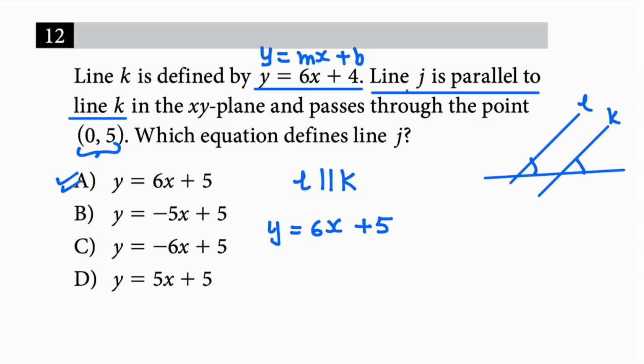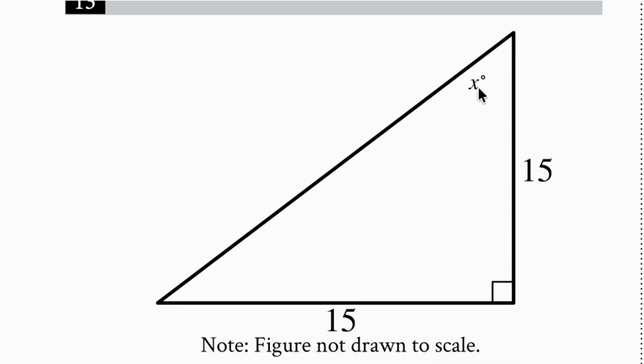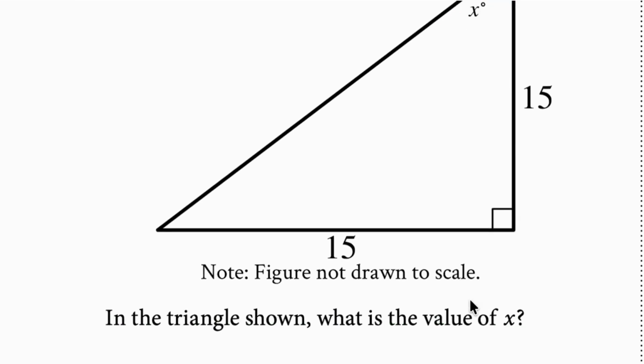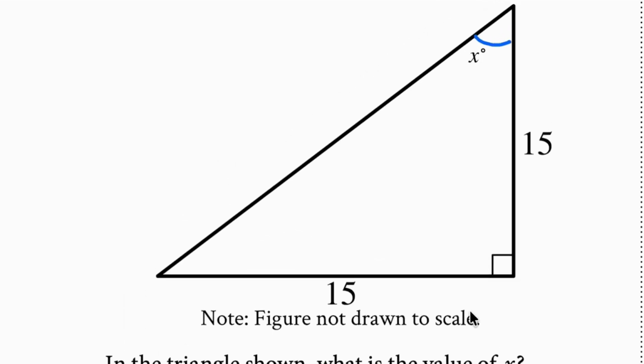Correct? Page number 13, a right triangle is given to us and here is the missing value, x degrees, and the lengths of the two legs are given, 15 and 15. Figure not drawn to scale. In the triangle shown, what is the value of x?